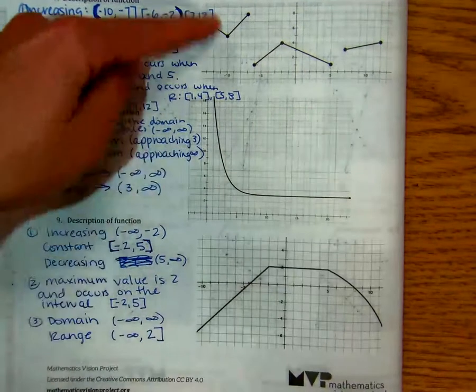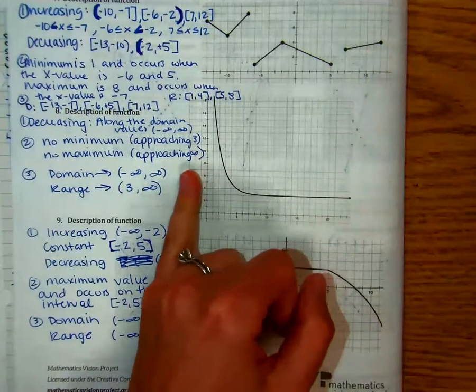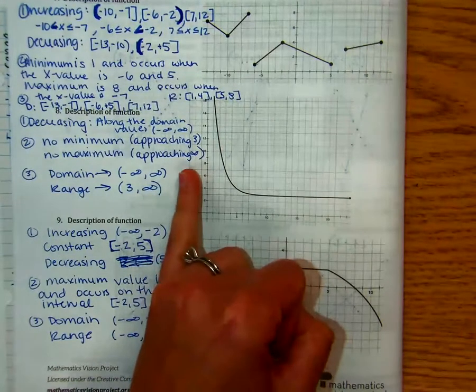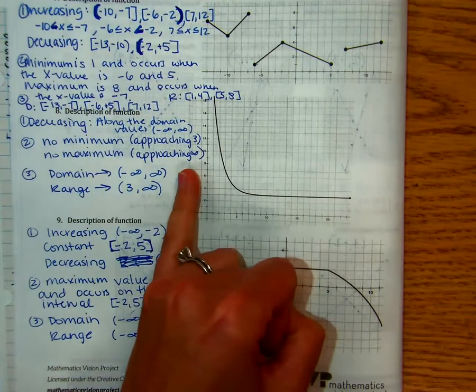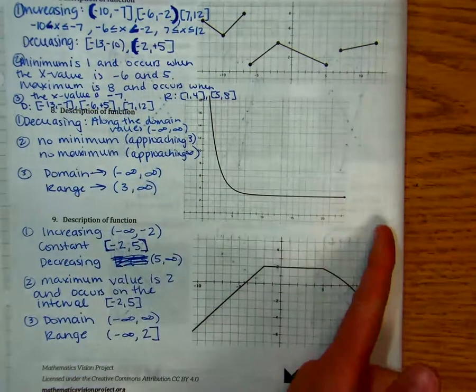Up here, it's going to keep going on forever, so it's approaching infinity. That's called end behavior, and we'll talk about that more today as we move into 3.3. Again, a continuous exponential function. Domain is always going to be negative infinity to infinity.